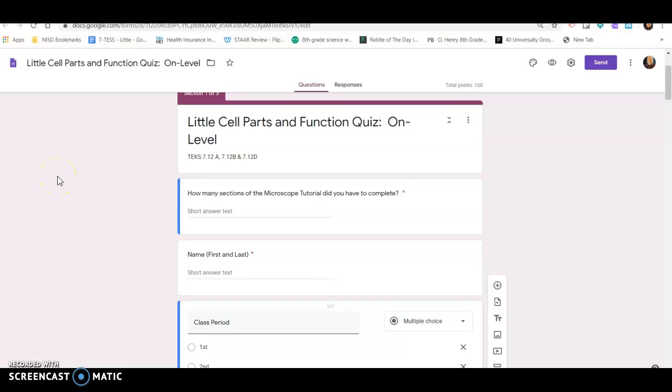Today I'm going to provide you the oral recording for the on-level cell parts and function quiz. Okay, here we go. First question deals with the microscope tutorial. You'll have to reference that in order to answer this question. How many sections of the microscope tutorial did you have to complete?